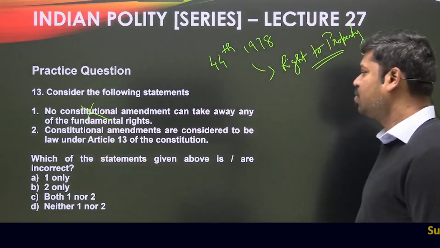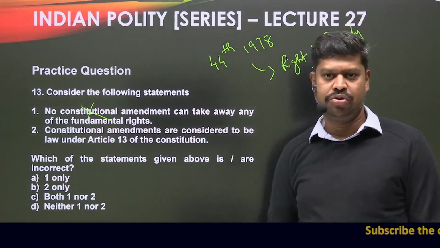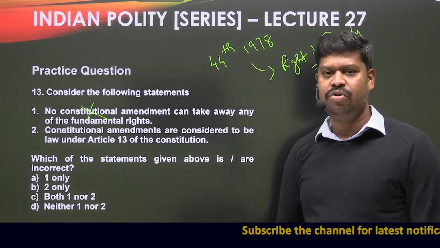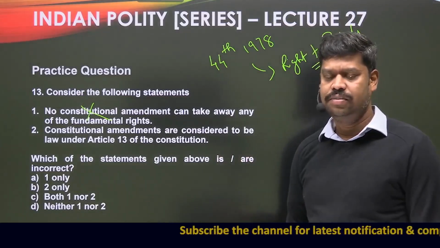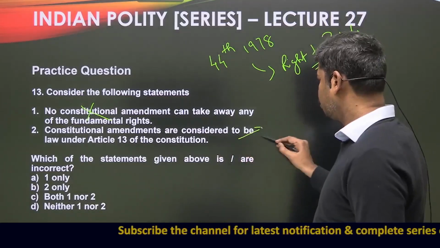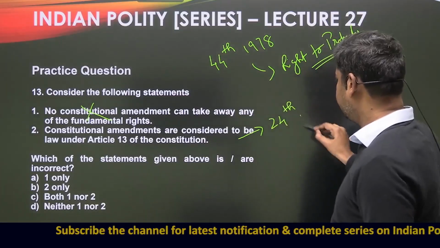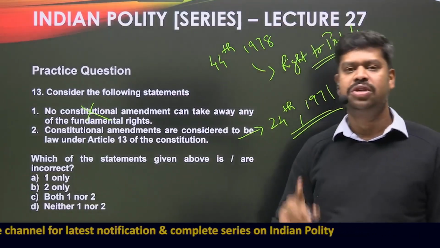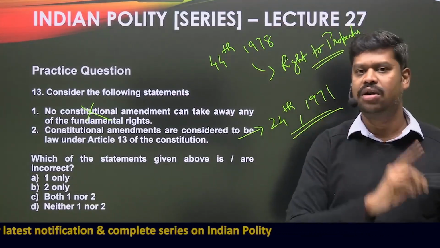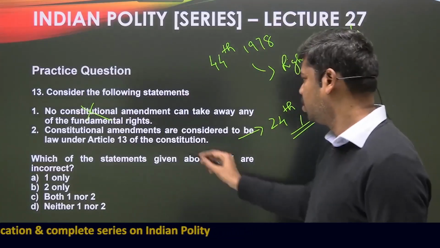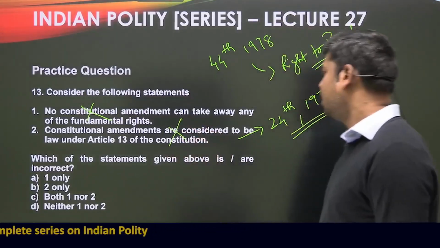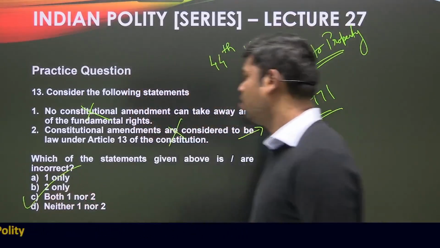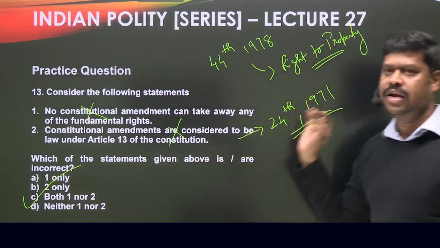Constitutional amendments are considered to be law under Article 13 of the Constitution. When you say constitutional amendments are considered to be law under Article 13 of the Constitution, that is again not the right answer, because by the 24th Constitutional Amendment Act 1971, it has been now explicitly mentioned in the Constitution that a constitutional amendment is not a law under Article 13 of the Constitution. So this is also wrong. Which of the statements given above are incorrect? So incorrect would be both 1 and 2. Option C is the right answer.